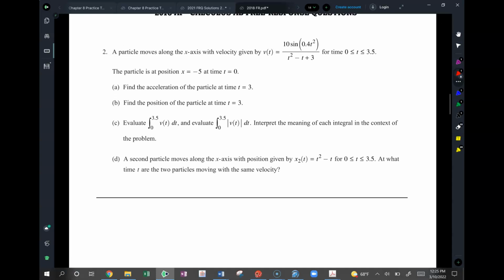Okay, so a particle moves along the x-axis with a velocity given by this for 0 to 3.5. The particle is at position x equals -5 at t equals 0. So this is velocity, this is position, so x at 0 is -5. Find the acceleration of the particle at t equals 3.